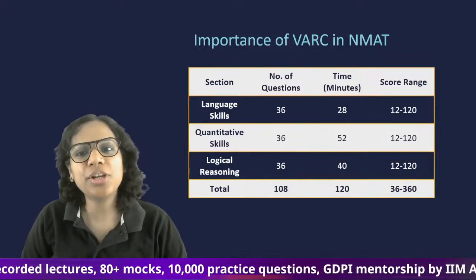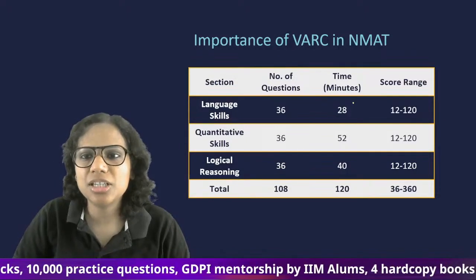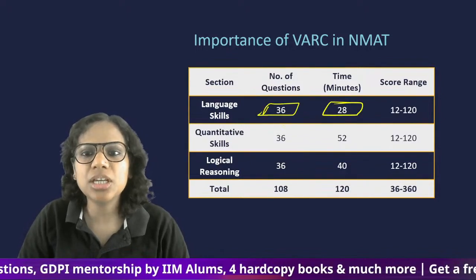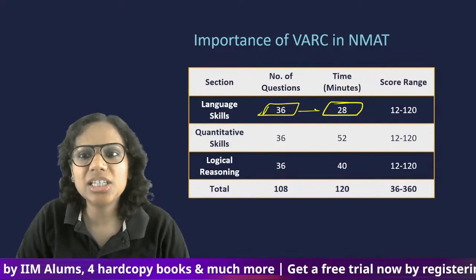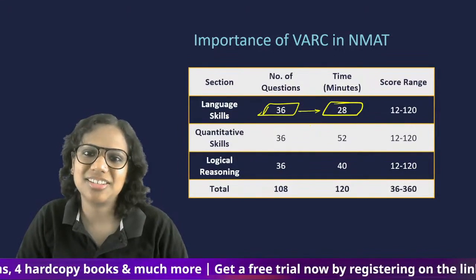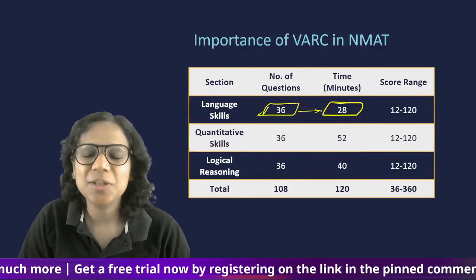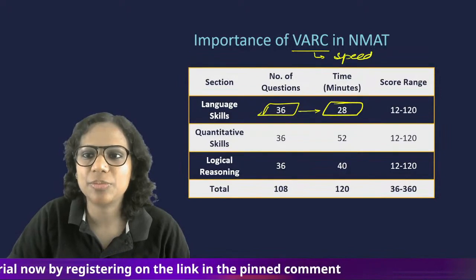Right. So if I look at the NMAT exam, you can see that speed is very crucial here when it comes to VARC. So see, all the sections have 36 questions each, but you get the least amount of time in VARC. They call it language skills. You get the least amount of time here only. That means speed becomes paramount. Speed in VARC becomes paramount.